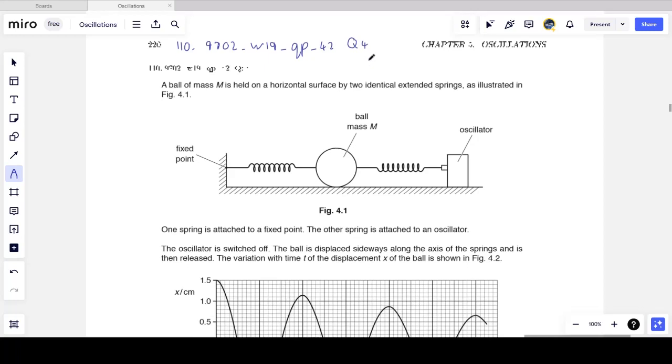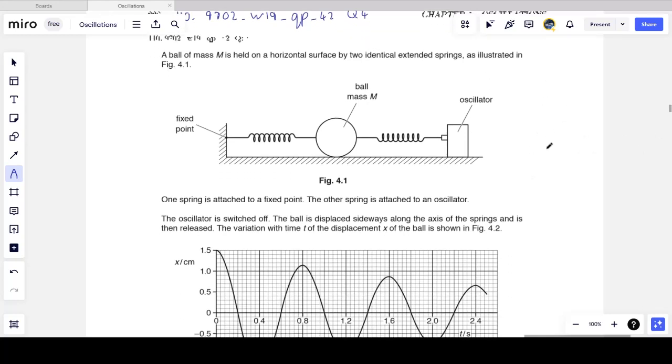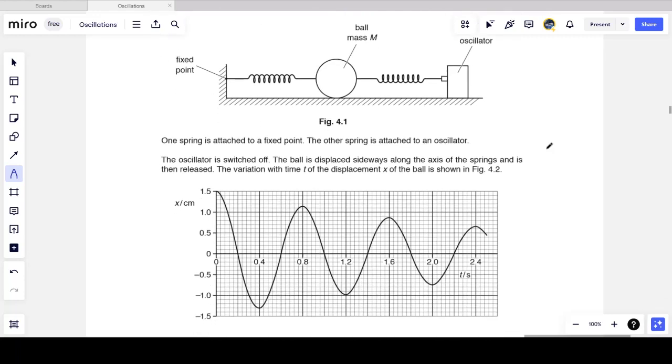Something slightly different, we are told that a ball of mass m is held on a horizontal surface by two identical extended springs, as shown in the figure. One spring is attached to a fixed point, whilst the other spring is attached to an oscillator. The oscillator is switched off, so essentially there's two fixed points with springs attaching to the ball, and the ball is displaced sideways along the axis of the springs and is then released. The variation with time t of the displacement x of the ball is shown.